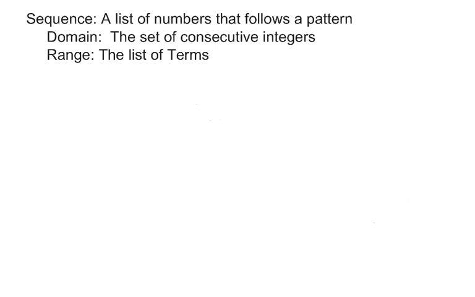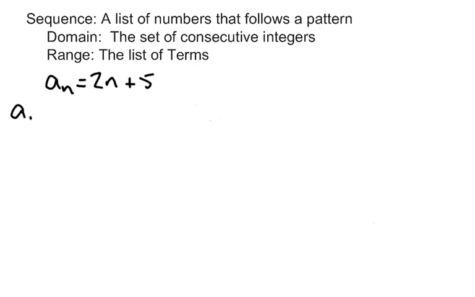So like the n, it would be 1 and then 2 and then 3 and so on, saying the first term and the second term and so on. The range is going to be the list of actual terms in the sequence. So we may see a sequence described as a function like this: a sub n is equal to 2n plus 5.